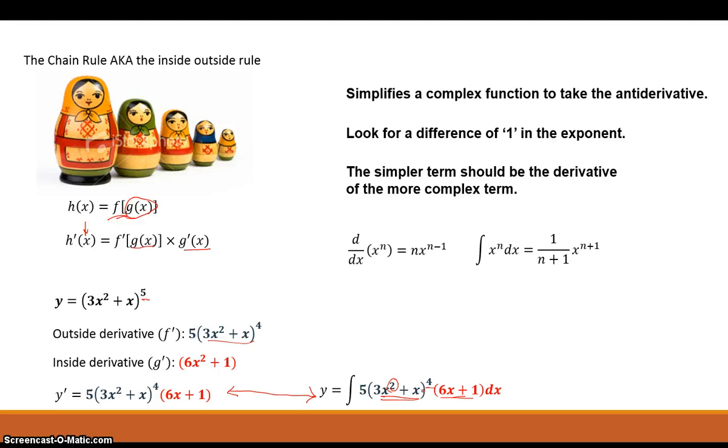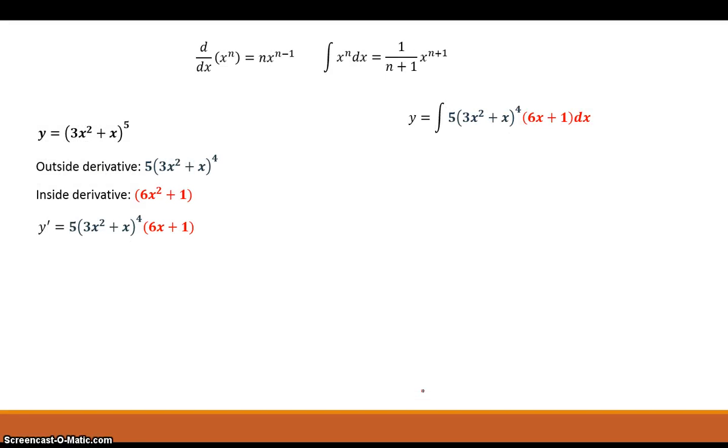So let's go ahead and work through this problem. All I have is everything we had on the last slide to get the problem set up. We got our derivative rules, integration rule, basic integration power rule. We got our original problem, y is equal to the quantity 3x squared plus x raised to the fifth power. We have our outside derivative and our inside derivative and the derivative of the whole function. So we got the chain rule laid out.